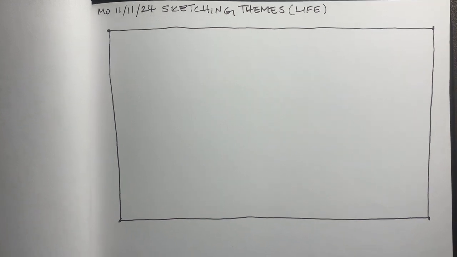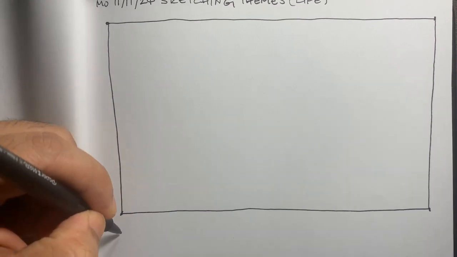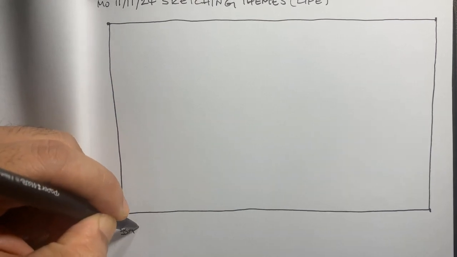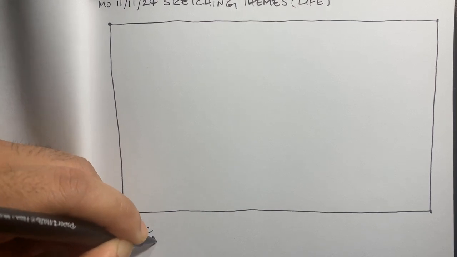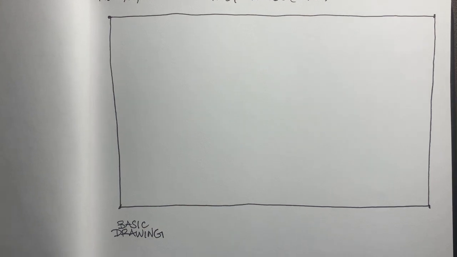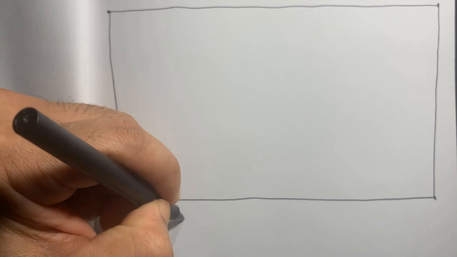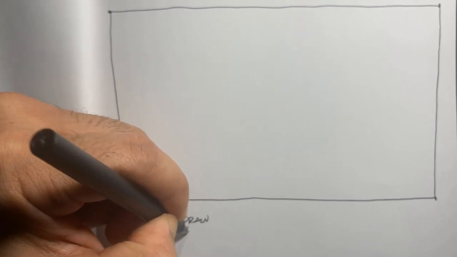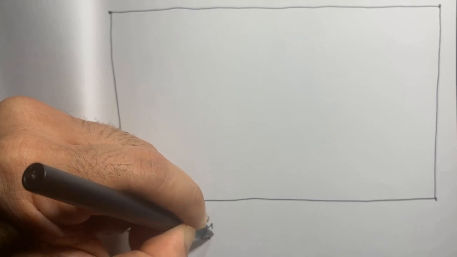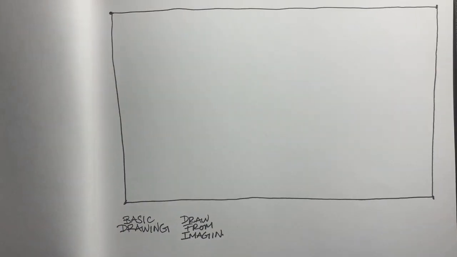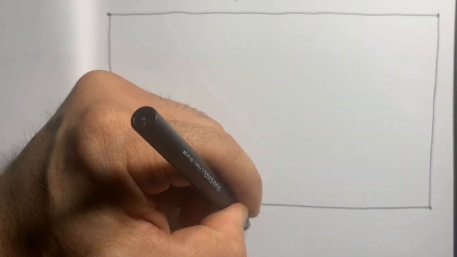So I'll write down a few notes here. One is basic drawing. So that's one thing. The other is drawing from imagination. And then the next thing would be the theme part of it. Themes.